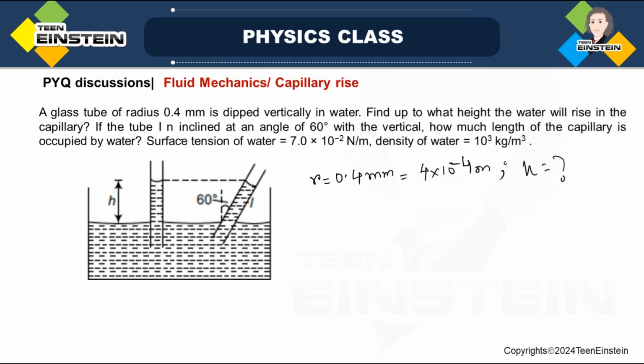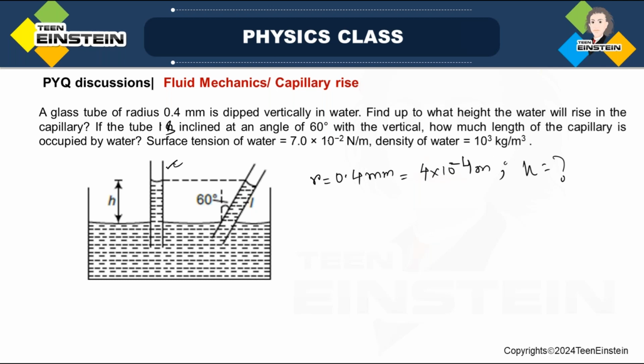If the tube is inclined at an angle 60 degree with the vertical, see, first the tube was like this, now it is tilted at an angle 60 degree with the vertical. How much length of the capillary tube is occupied by water now? Surface tension is given, and the density of water is also given.